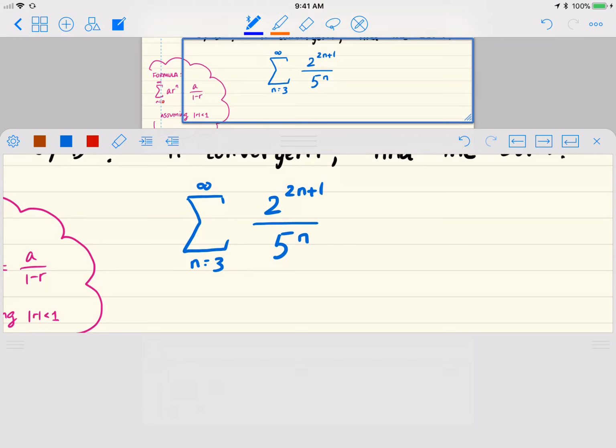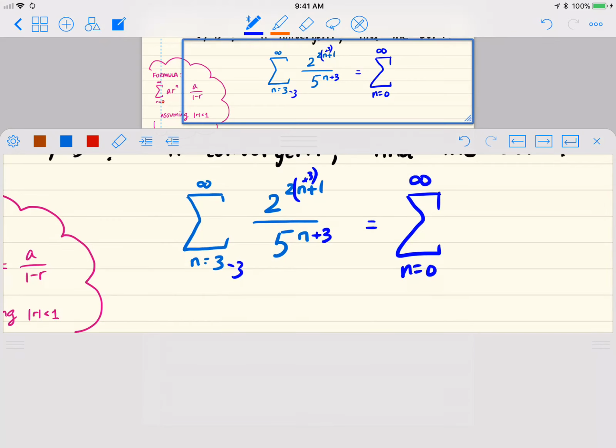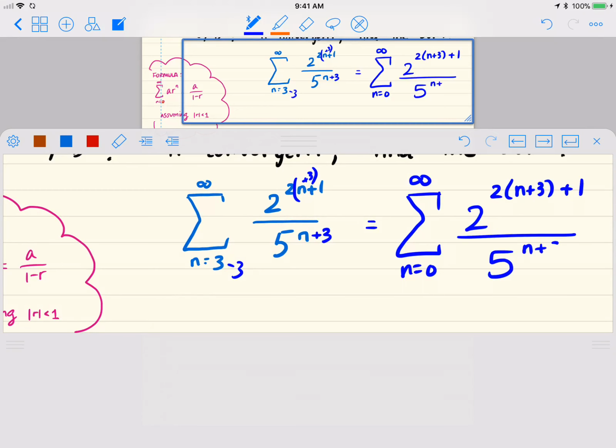Okay. So let's go ahead. I want to have my index start at 0. So I need to subtract 3, which means I need to add 3 everywhere that I see an N. So notice this is now going to become N starts at 0, 2 to the 2(N plus 3) plus 1, over 5 to the N plus 3.